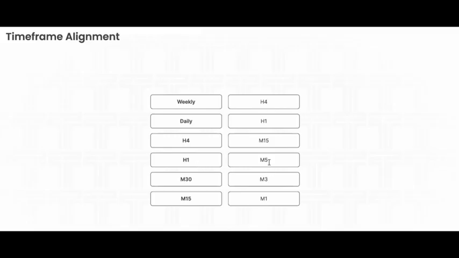Good. So this is just about time frame alignment and how to align your trade. You just can't move from daily straight into any 1 minute or 15 minutes. Do you get it?